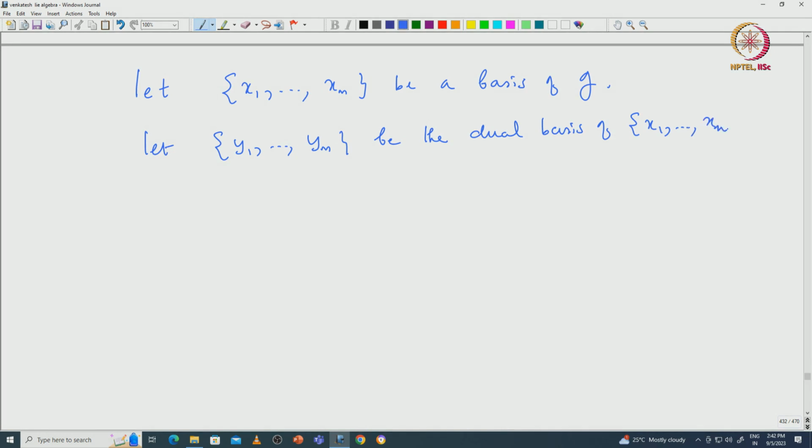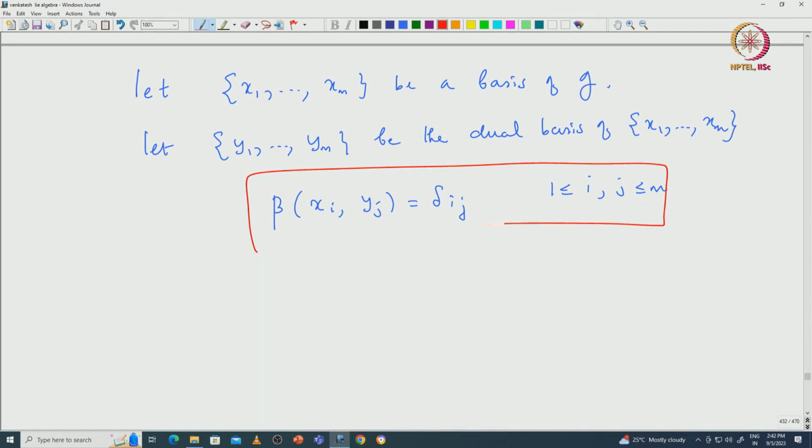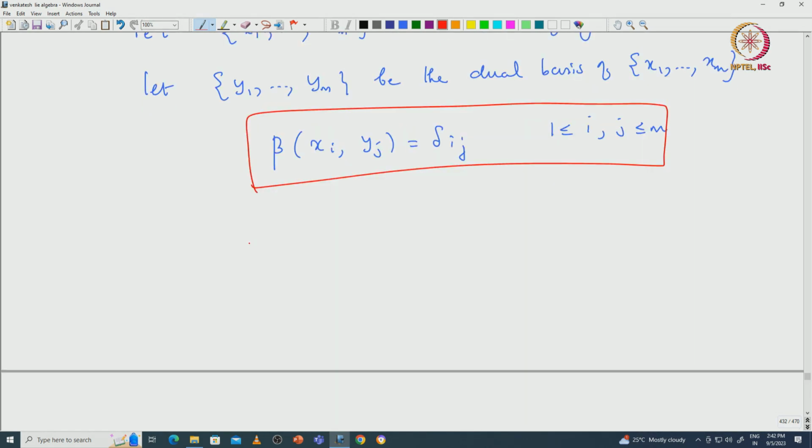So, how is the dual basis defined? The dual basis is defined with respect to the following equations. When we compute beta of xi comma yj, we should be getting delta ij. This is true for each i, j from 1 to m. So, using this equation, the dual basis is uniquely determined. Given xi, there exist unique yj's such that beta of xi comma yj is equal to delta ij. If you have not seen this fact, you should definitely check this. This is an elementary fact from linear algebra.